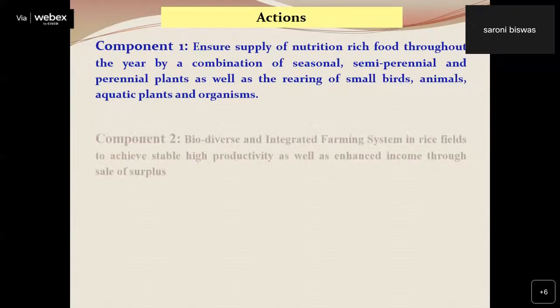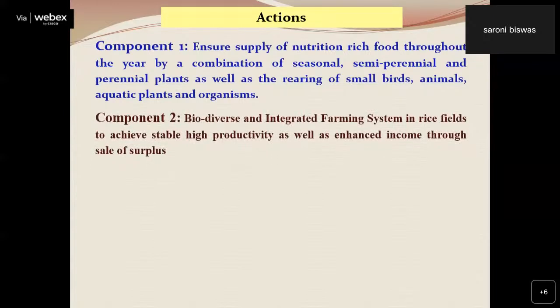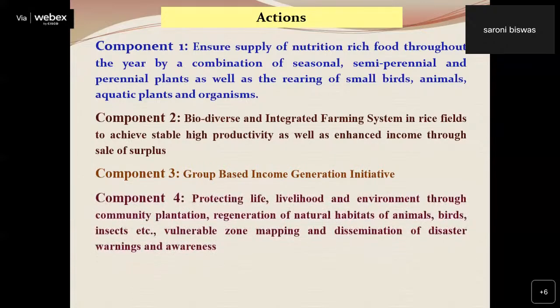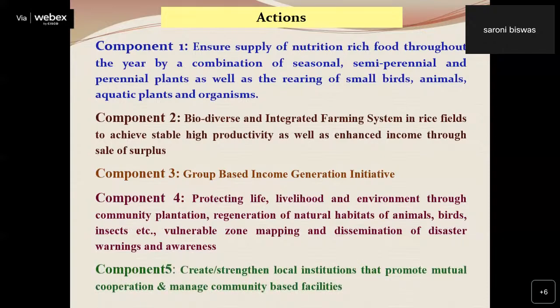The first one is to ensure supply of nutritious food throughout the year, to increase biodiversity and implement an integrated farming system so that we can have higher productivity as well as enhance income through sale of surplus. Then group-based income generation initiatives, protecting life, livelihood, and environment through community plantation, regeneration, and afforestation activities, and strengthening the local institutions. Here I will give you some examples of the different strategies taken up during implementation of the project, which will highlight components 1, 2, and 4.